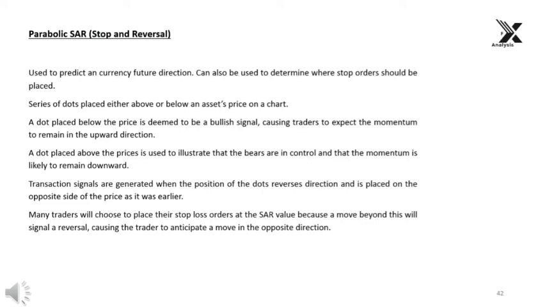A dot placed above the price is used to illustrate that the bears are in control, and that the momentum is likely to remain downward. Transaction signals are generated when the position of the dots reverses direction and is placed on the opposite side of the price as it was earlier. Many traders will choose to place their stop-loss orders at the SAR value, because a move beyond this will signal a reversal, causing the trader to anticipate a move in the opposite direction.